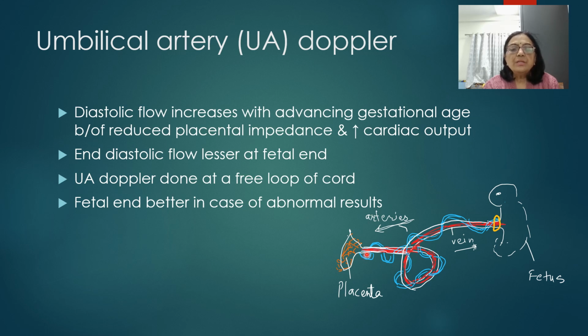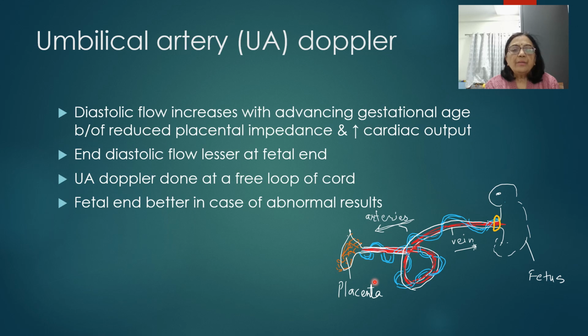Normally what is seen is that the diastolic flow is lesser at the fetal end as compared to the diastolic flow at the placental end. So I want you all to remember this. Where is the diastolic flow less? It is less at the fetal end of the umbilical arteries.